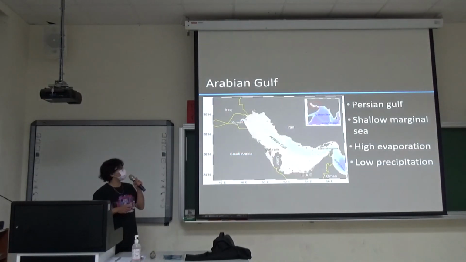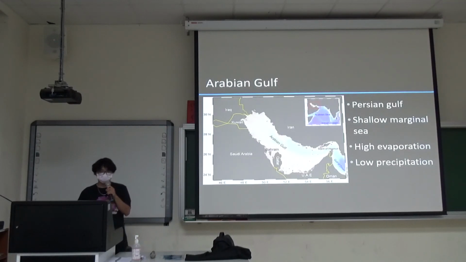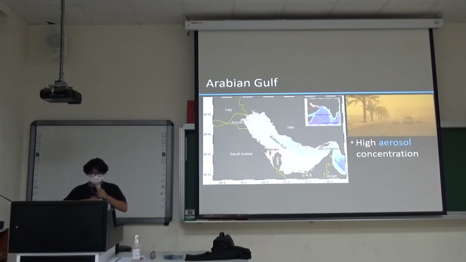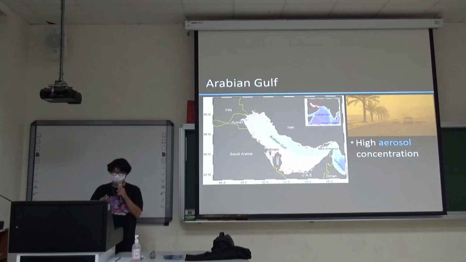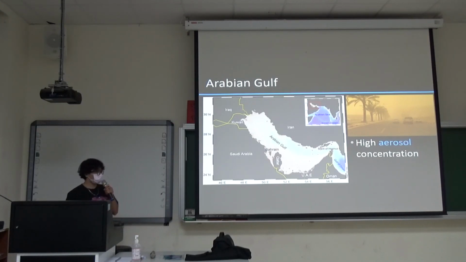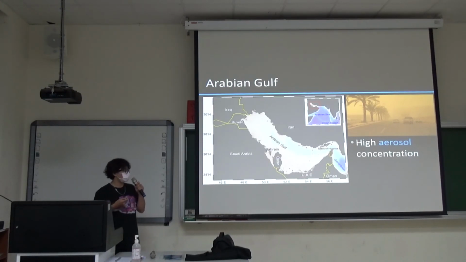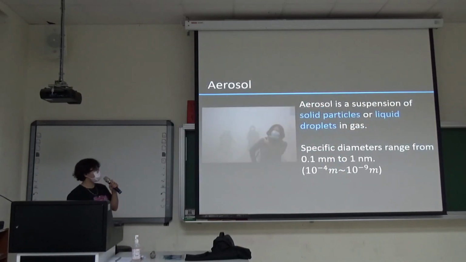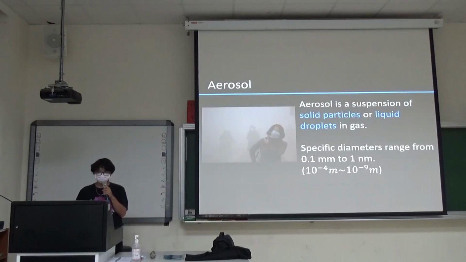Here is a map of the Arabian Gulf. The Arabian Gulf is also called the Persian Gulf. It is a shallow marginal sea with high evaporation and low precipitation. A special feature in this region is the sandstorm. Sandstorms occur frequently in the Arabian Gulf, which brings high aerosol concentration. The term aerosol means a suspension of solid particles or liquid droplets in gas, with specific diameters ranging from 0.1 nanometer to 0.1 millimeter.